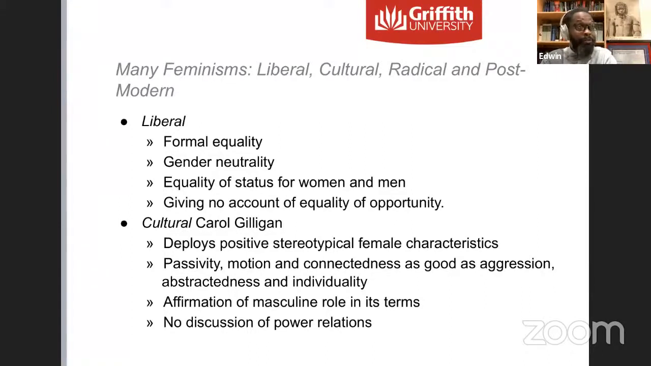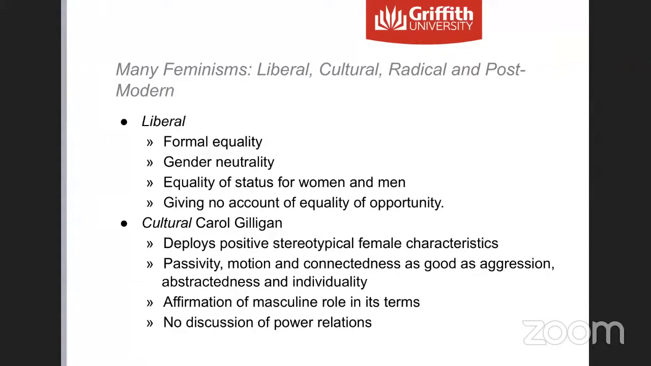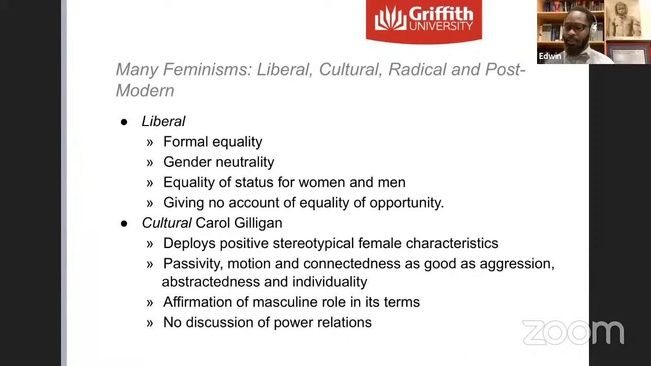However, one limitation is that they give no account of equality of opportunity. So they start as if you start with a clean slate, everyone is equal, you start at the same level, and then you compete. It's a fair competition, without pointing out that some people might have certain structural disadvantages that prevent them from fully occupying the type of, if you like, constructed legal personality that is propounded by liberal thinking.